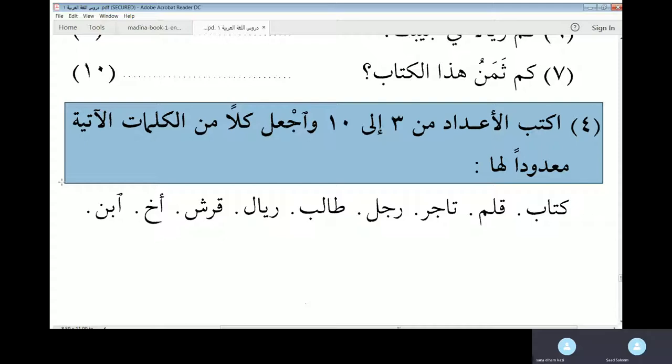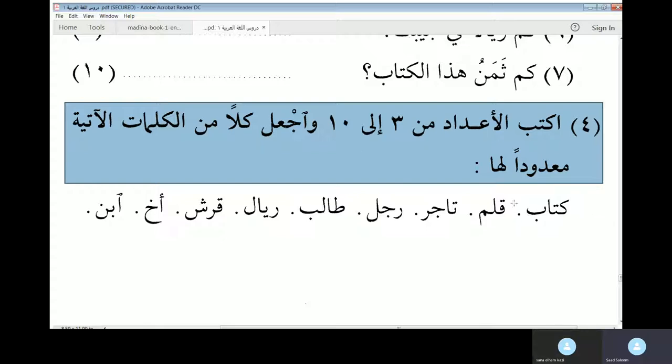Wa-j'al kullan min al-kalimat al-atiyah ma'dudan laha. Uktub means write. Write the numbers from 3 to 10. Make all of the following words counted nouns, ma'dud. First write counting from 3 to 10.